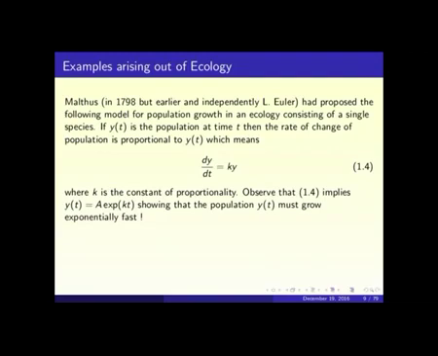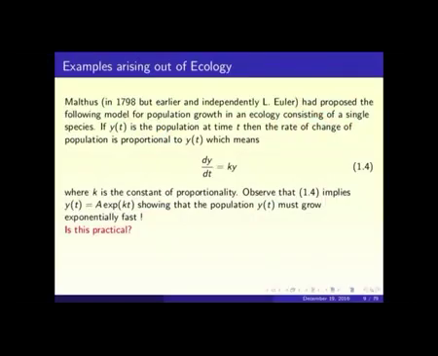Note that 1.4 immediately gives you that y of t must be a e to the power kt. The equation 1.4 is satisfied by a e to the power kt, a times exponential of kt. So this shows that the population y of t must grow exponentially fast. So according to the Malthusian model, for a single species ecology, the population y of t explodes. It grows very, very fast. It is e to the power kt.